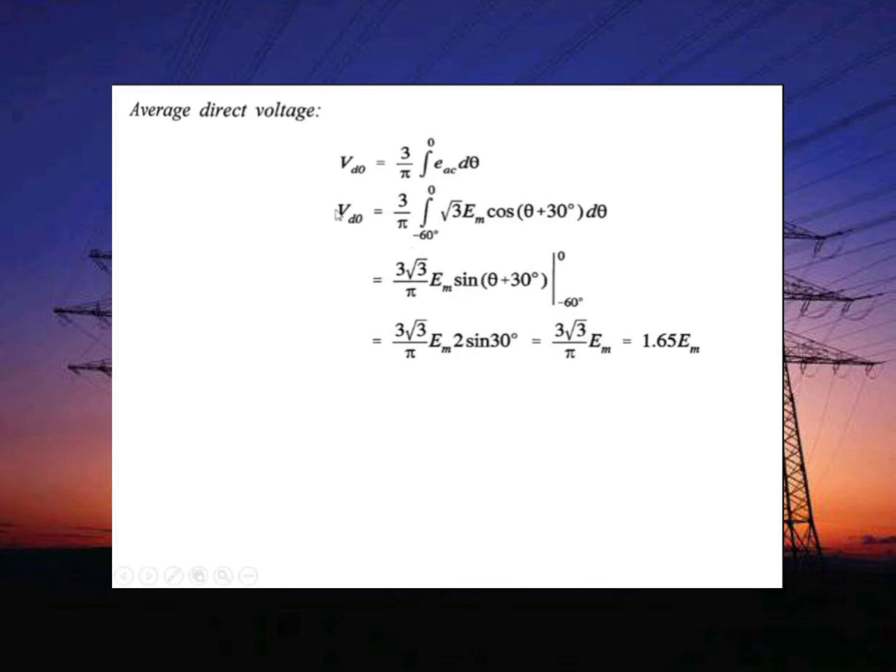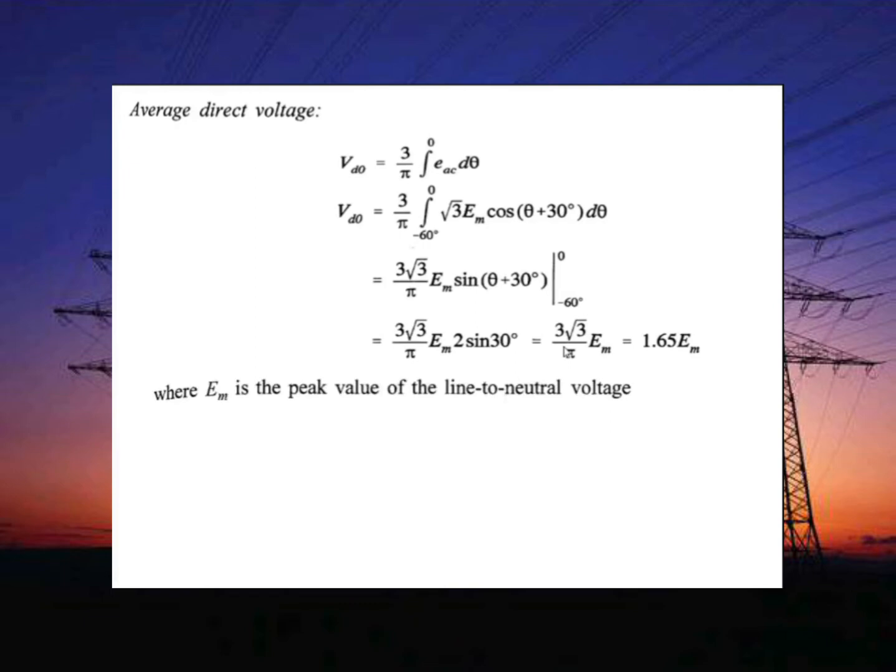Now what is the meaning of this? It is a no load DC voltage. We cannot give any delay. Therefore VD is a DC voltage with zero delay, and it is denoted by VDO is equal to 3 root 3 EM upon pi. So this is without delay.